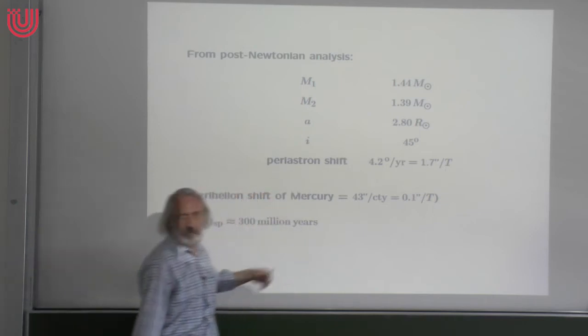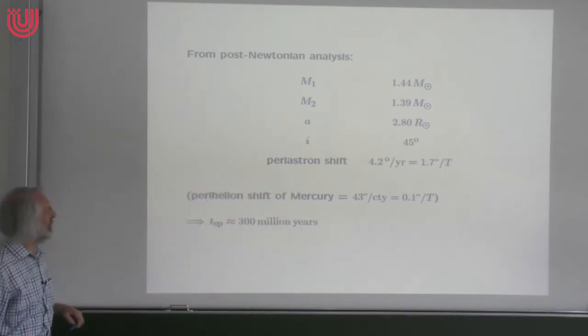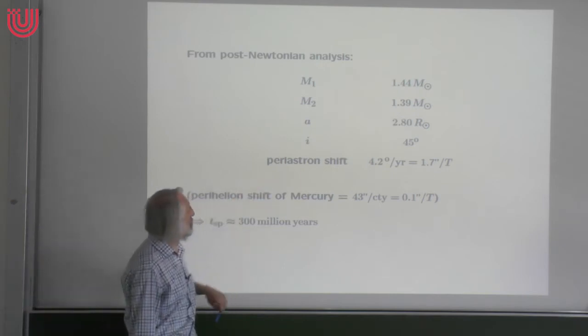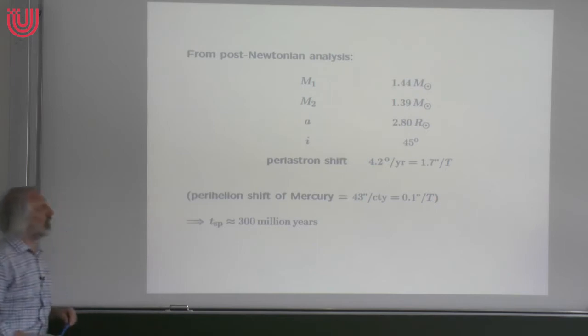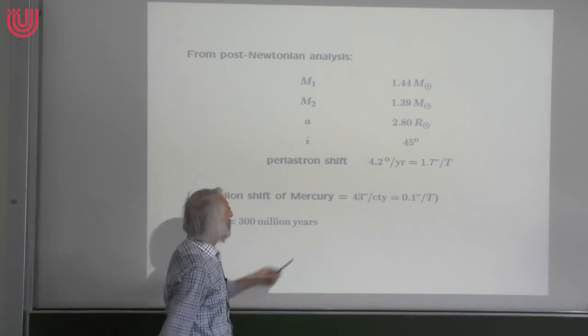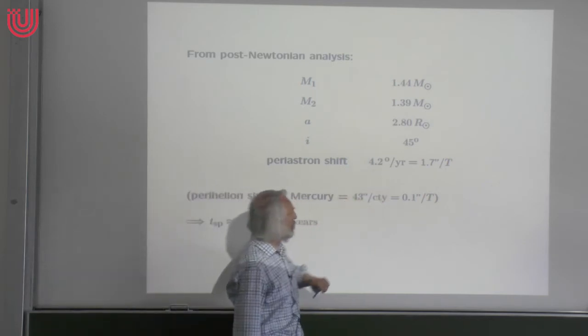And Helios, of course, has something to do with the sun. So the perihelion is the point closest to the sun. The periastron is the point closest to the companion star. And the shift by which this perihelion precesses is 4.2 degrees per year.